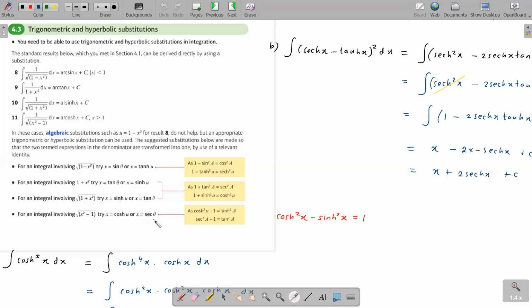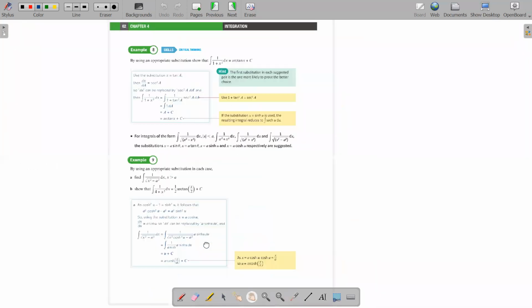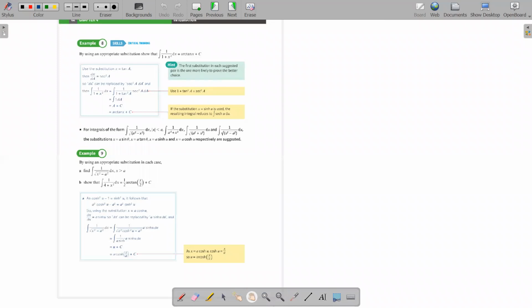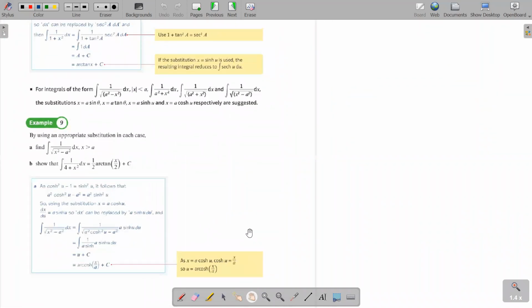So let's see what they are asking us to do. When they ask you in a question to use an appropriate substitution and do the sum, then you must know that if you have an integral involving this, you have to use this particular substitution. Okay, shall we try a sum? Before the sum, actually, we need to write down this part. Make a note of this, children.